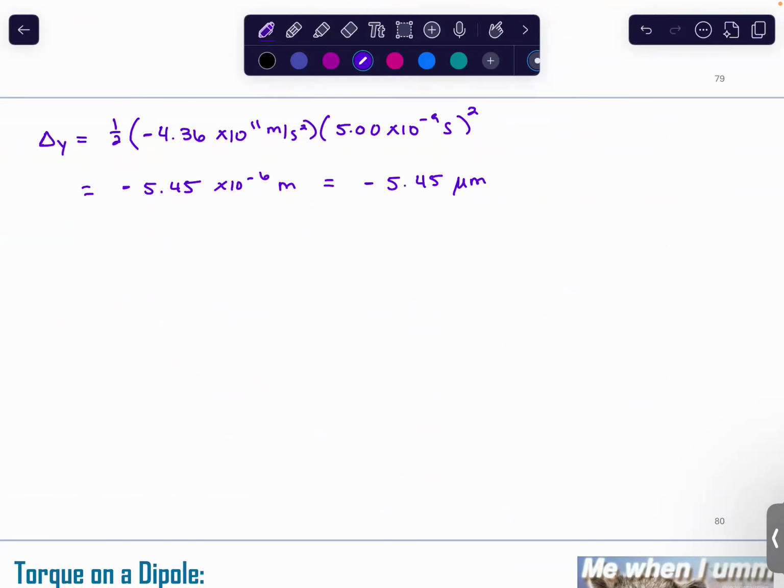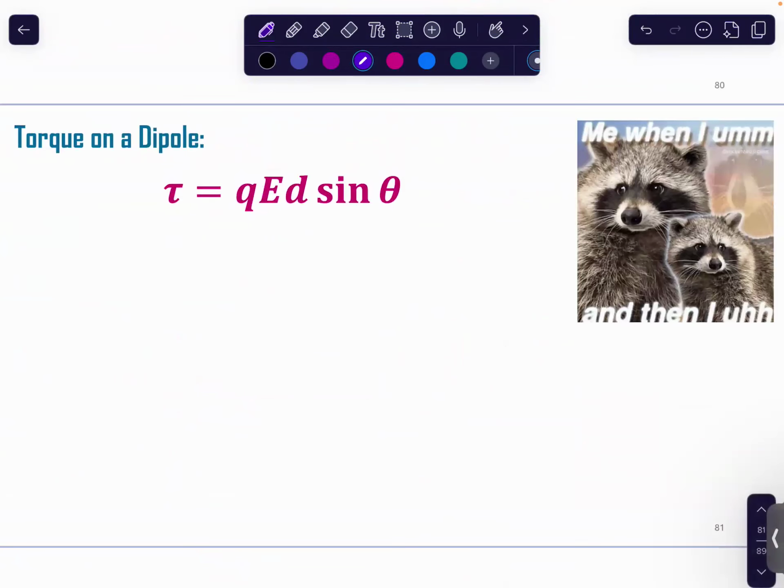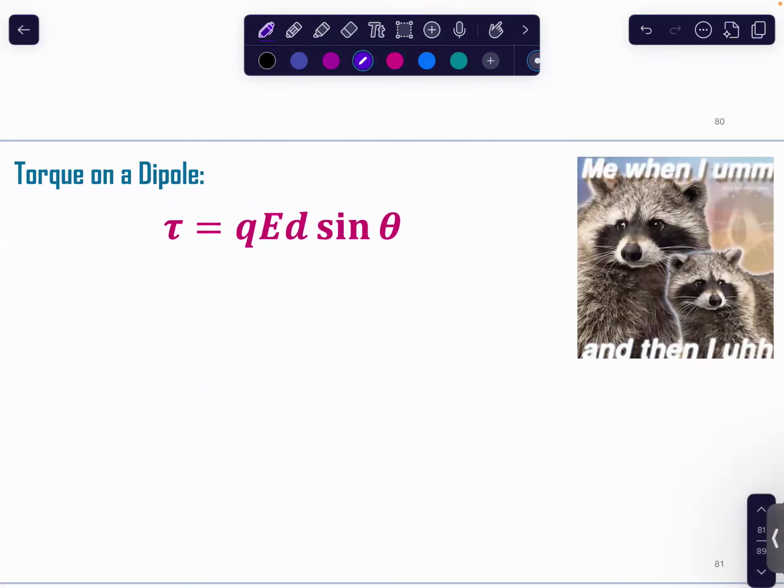Okay. Torque on a dipole. I swear, I will fail you this semester. Okay.